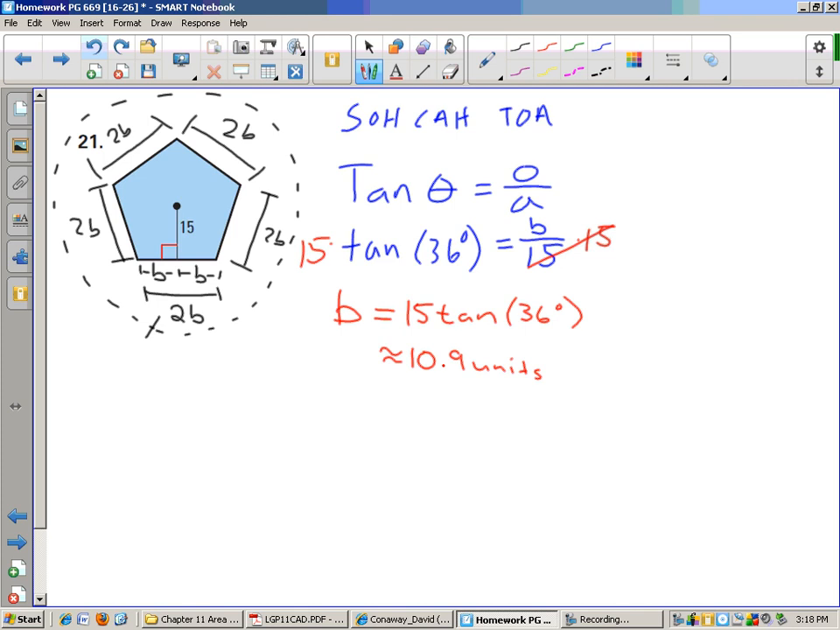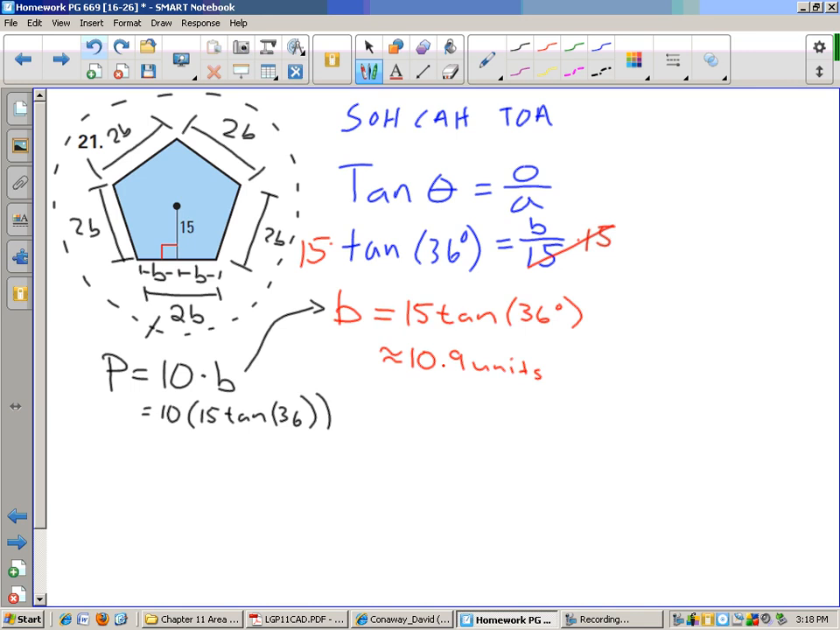So this is 2B, 2B, 2B. How many did we say it was going to be all the way around? So it's 10 times B, but how much was B? It was 15 tan 36, right? So what's 10 times 15 tan 36?